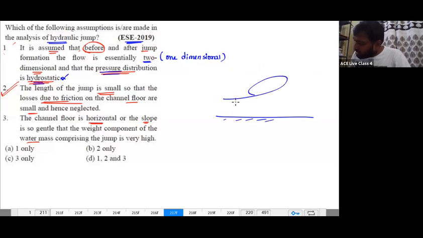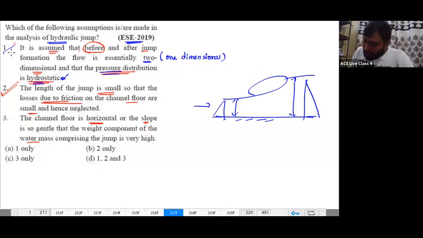Along the length direction only we are going to take. The hydrostatic pressure, but the flow is going to be only one direction or one dimension. So it should not be two dimension. So one is going to be wrong and two is going to be correct.